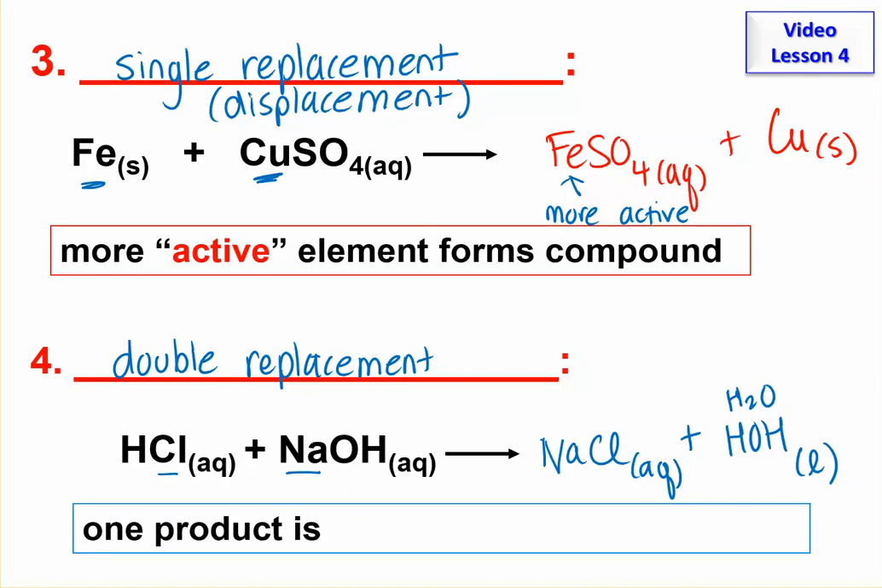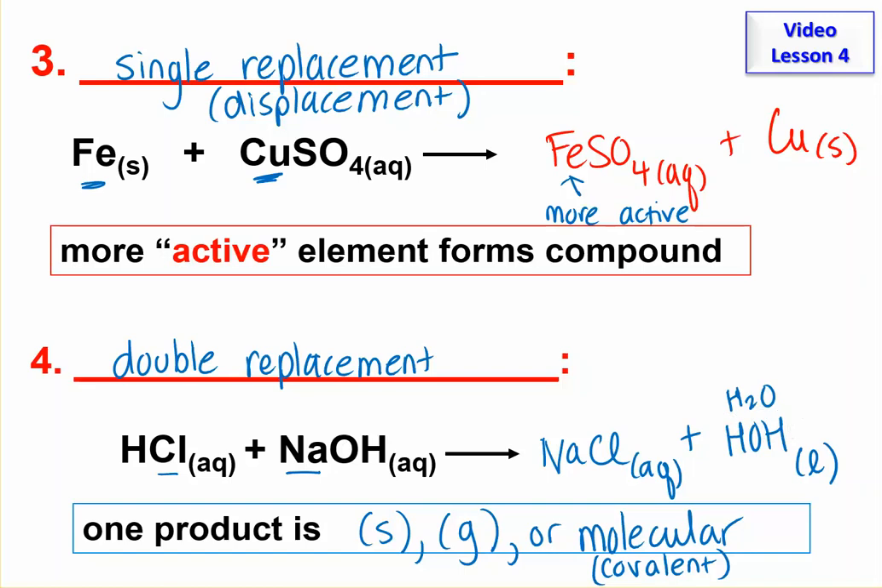In order for this to happen, one product must be a solid, a gas, or molecular. These two products are not solids or gases, so we must have a molecular product, and we do. Water is a molecular product. Remember, molecular is another word for saying covalent compound. So nonmetals only, there's our covalent compound. That allows this reaction to occur.